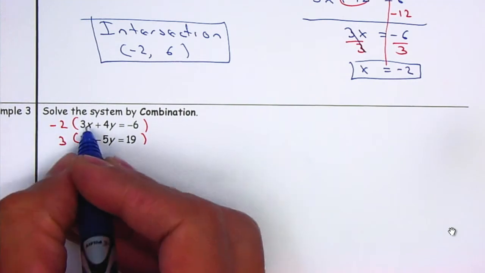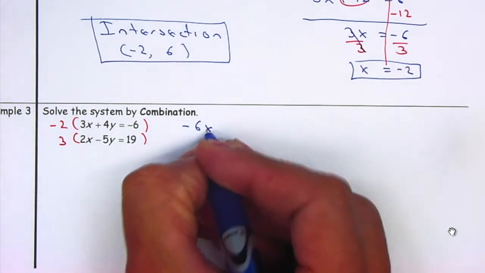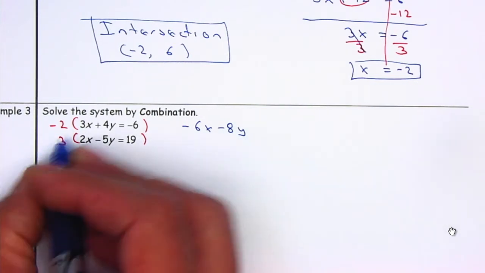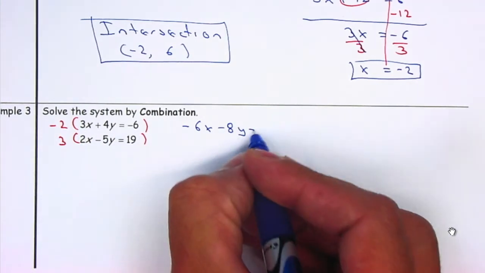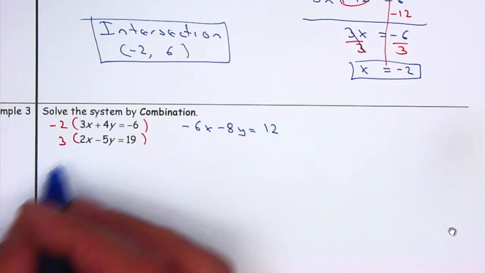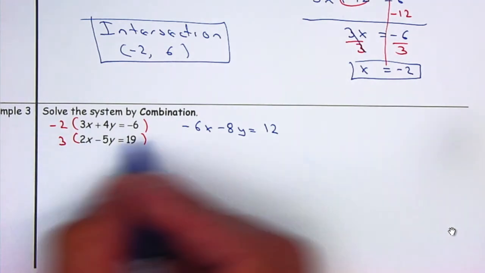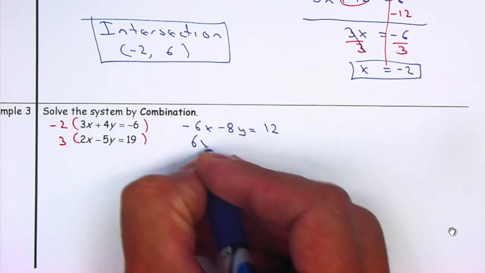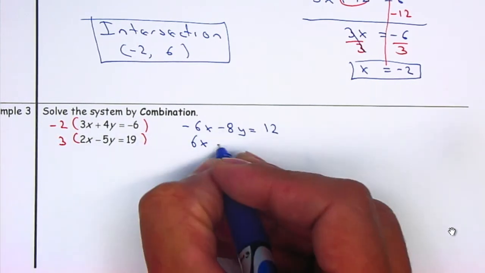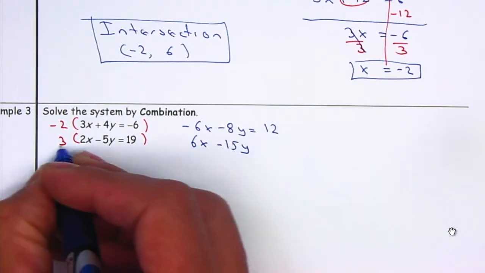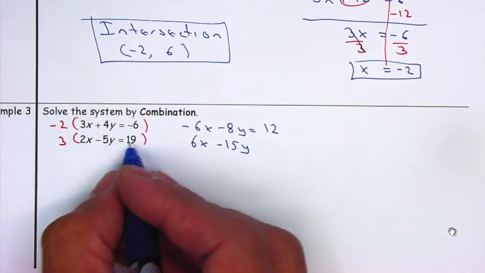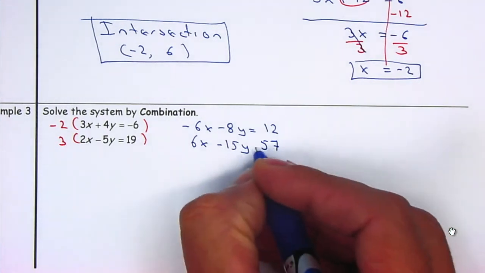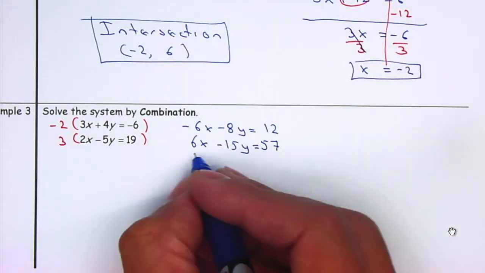So negative 2 times 3x will be negative 6x. Negative 2 times 4y is negative 8y. Negative 2 times negative 6 is a positive 12. Notice that by multiplying this one by 3, that will give me a positive 6x, so that will cancel. 3 times 2x will give me 6x. 3 times negative 5 is negative 15y. 3 times 19 will be 57. And you can just multiply on the side.